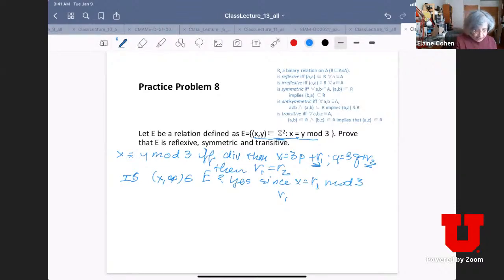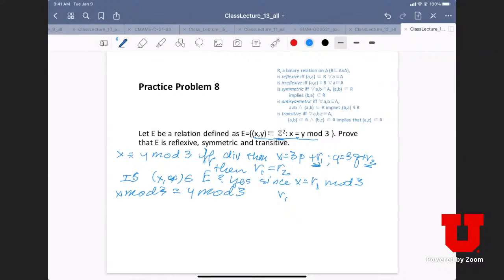Do you think that's unclear based on this writing? I'm not sure I've ever seen mod written on both sides, but if it makes you guys happier, I'll say this: X mod 3 is equal to Y mod 3. Is that happier? I've never seen it written like that, but if it works for you, it works okay for me. Grant, yes, your question.